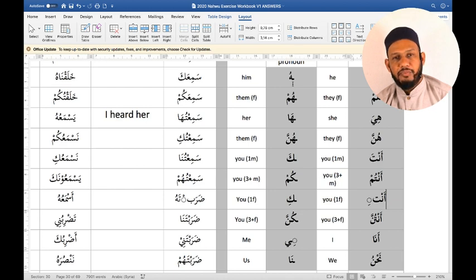Ka, kum, ki, kunna. Again. Ka, kum, ki, kunna. From the top: hu, hum, ha, hunna, ka, kum, ki, kunna. Last two: na. Again. Na. Hu, hum, ha, hunna, ka, kum, ki, kunna, na.